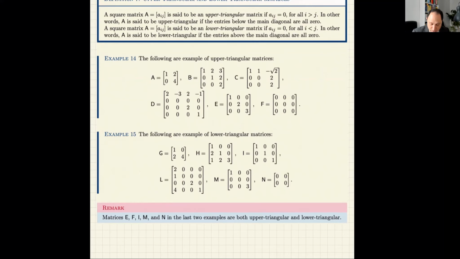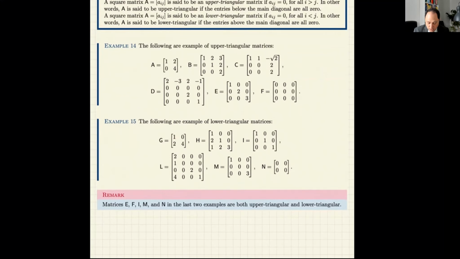Okay, so I don't think these are hard things. So matrices E, F, I, and M and N in the last two examples are both upper triangular and lower triangular. Any questions?